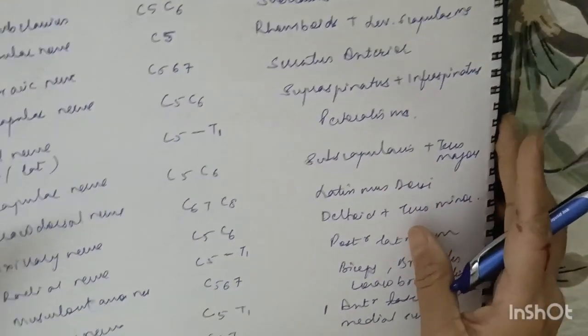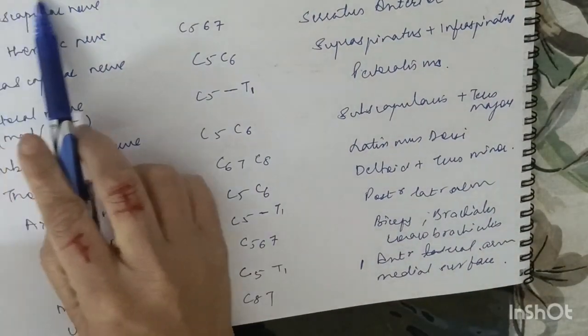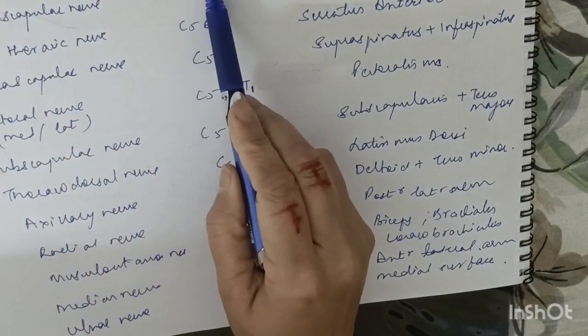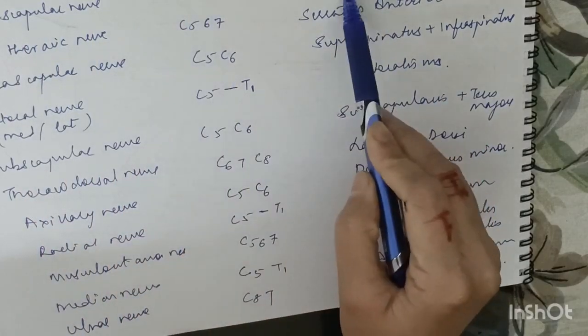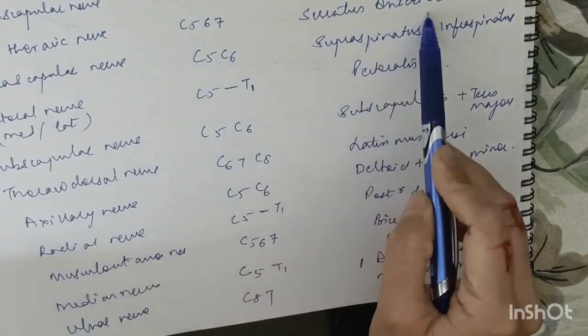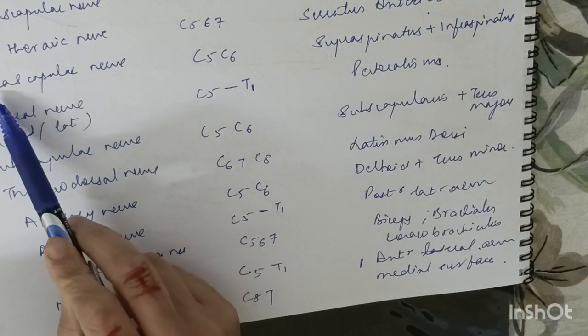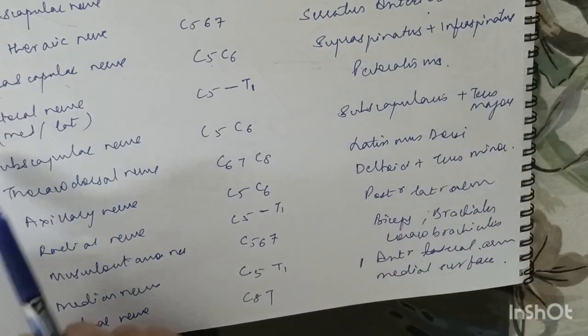I wanted to just make you revise this. This is a very simple way of revising. The nerve to subclavius, which is C5, C6, supplies the subclavius muscle. Dorsal scapular nerve is C5, rhomboids and levator scapulae muscle. Long thoracic nerve C5, C6, C7 supplies the serratus anterior muscle. Suprascapular nerve C5, C6 supplies supraspinatus and infraspinatus muscle.